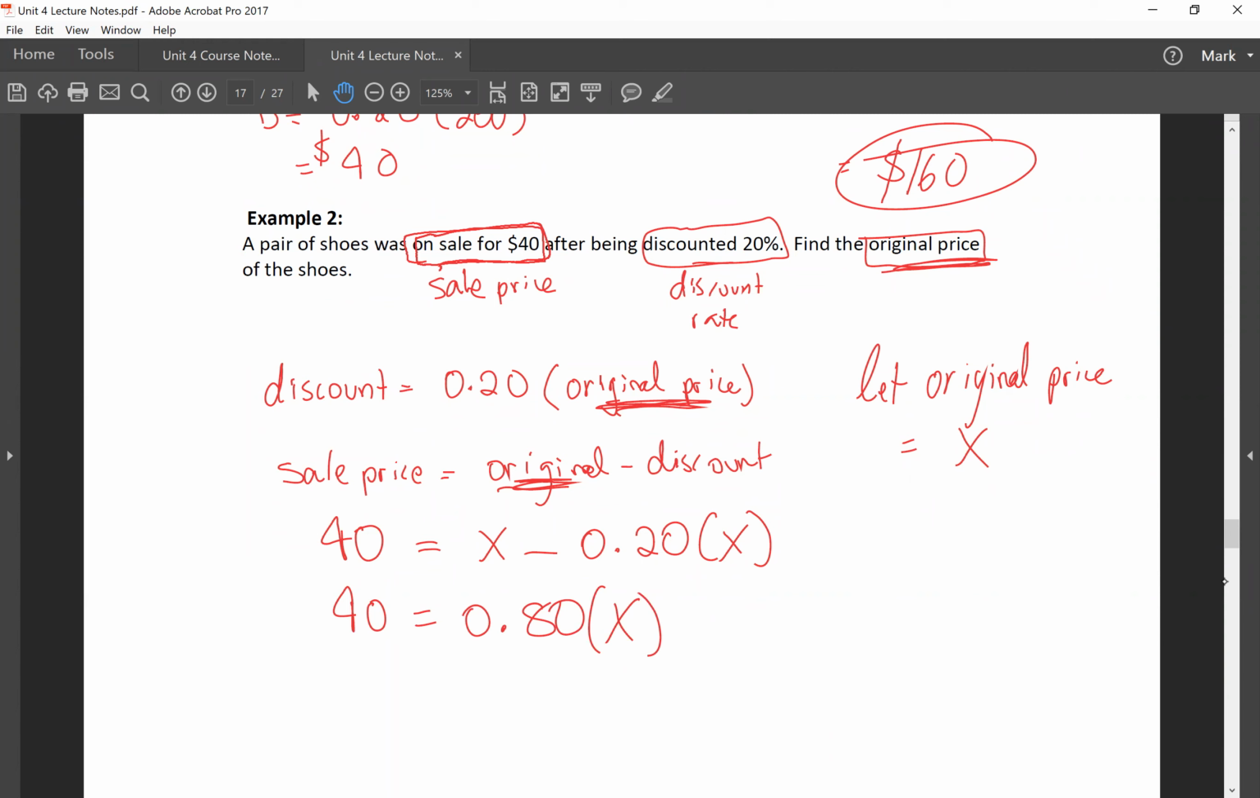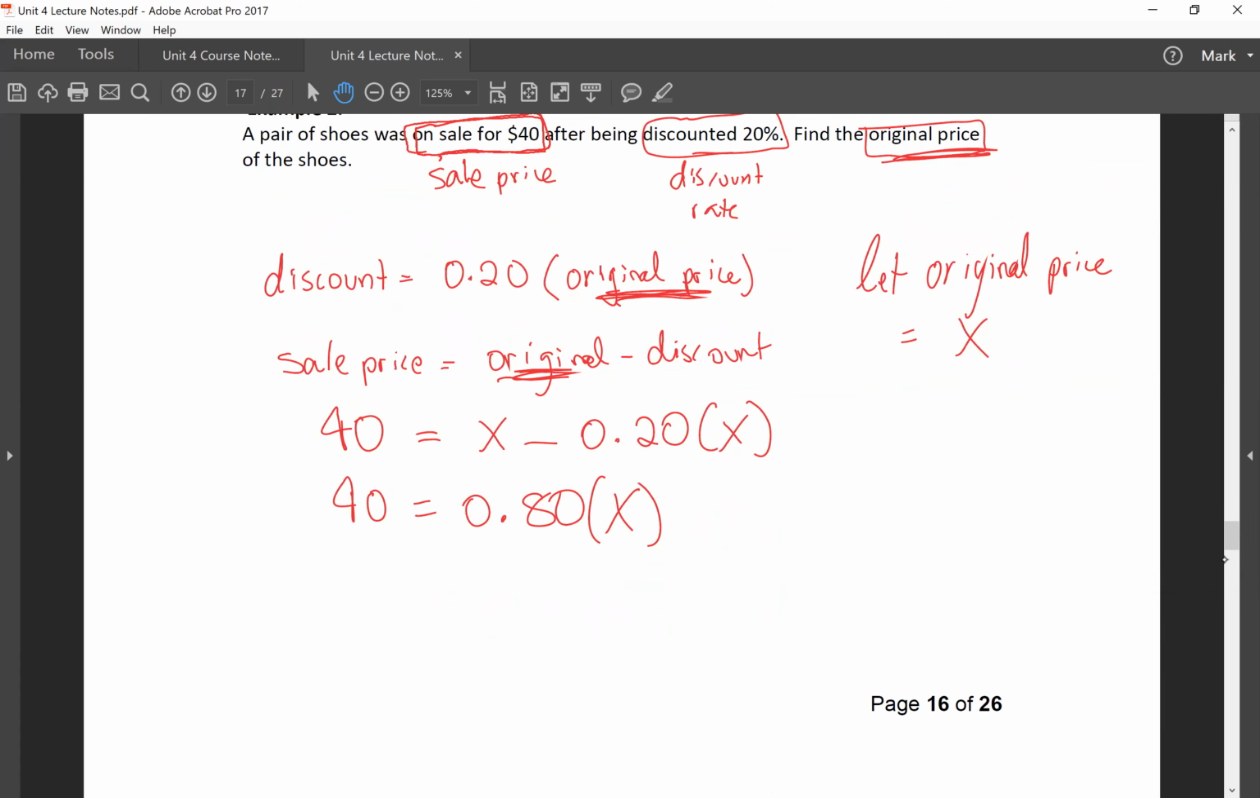Think about this question logically. A pair of shoes costs $40. It's being discounted 20%. What was the original price? That means that we're paying 80% of this price. It was discounted 20%. We're only paying 80% of that price. So this should kind of make sense. It's being discounted. It's less 20%. So we're paying 80%.